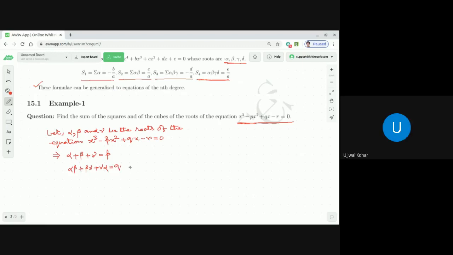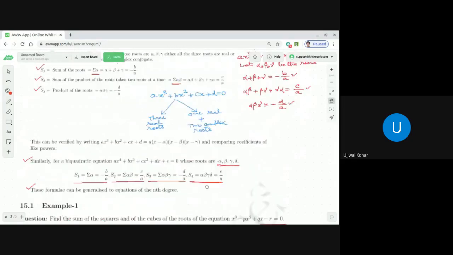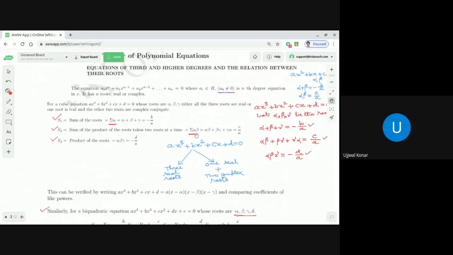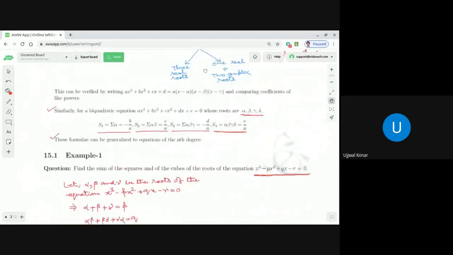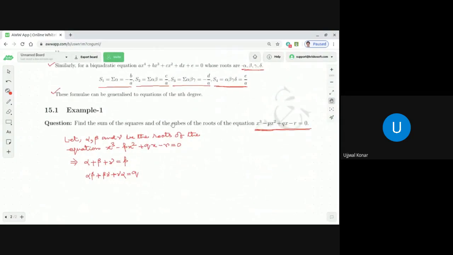Correct, q. Why? Let's go back to our understanding. When you take two at a time, dear students, alpha beta plus beta gamma plus gamma alpha is equal to c by a. Correct, no? How does it go? Minus, plus, like that. But the first one is minus, because minus of minus p. Actually, what you can write here is that this is equal to minus of minus p by 1. Correct or not? That's why we get p. After that, it will become plus. And then alpha into beta into gamma, what will it be?